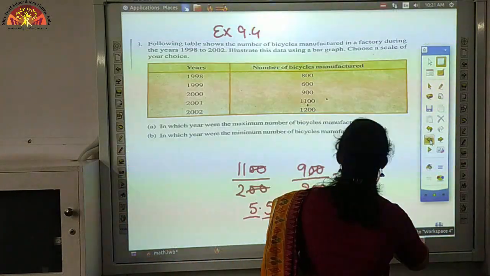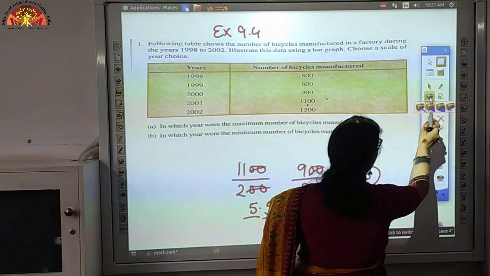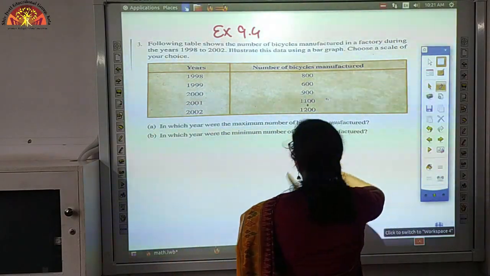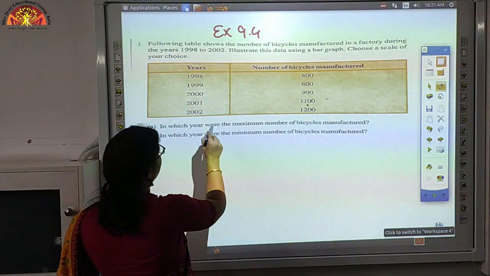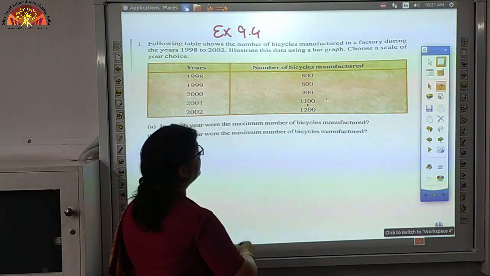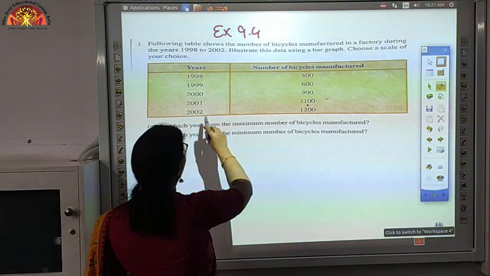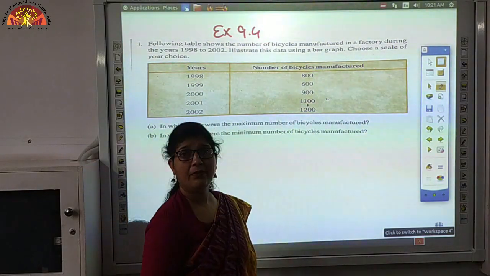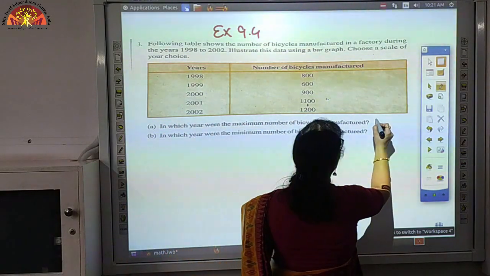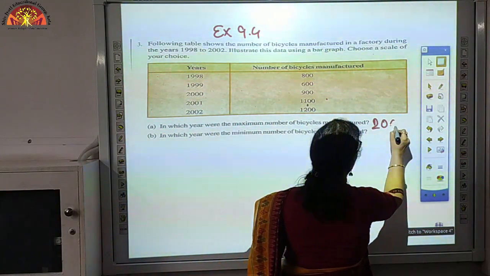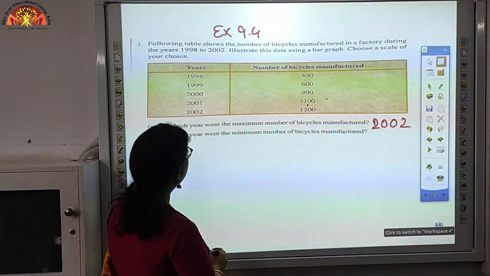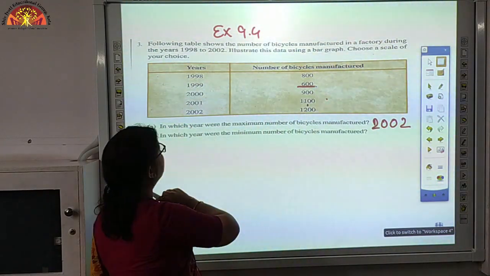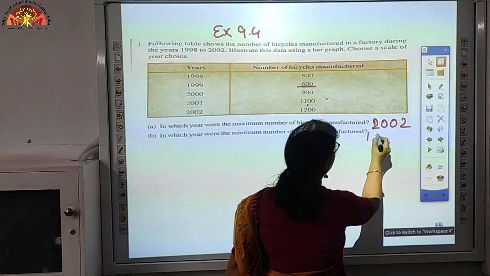Now give the answers of the following questions. First question is, in which year were the maximum number of bicycles manufactured? Now look at this table. In year 2002, the factory manufactured 1200 bicycles, that is maximum. So we write here in year 2002. Now in the second question, in which year were the minimum number of bicycles manufactured? The minimum, in which year is it lowest? In 1999. So you write 1999.